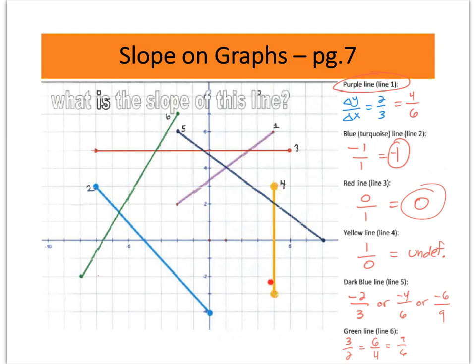So I said it went up by 1, but if you chose like 4 and 1, typically we call this undefined. And when a line goes straight up and down, it's always undefined. That's a special note that you probably didn't know, but anytime a line goes straight up and down, it is undefined.